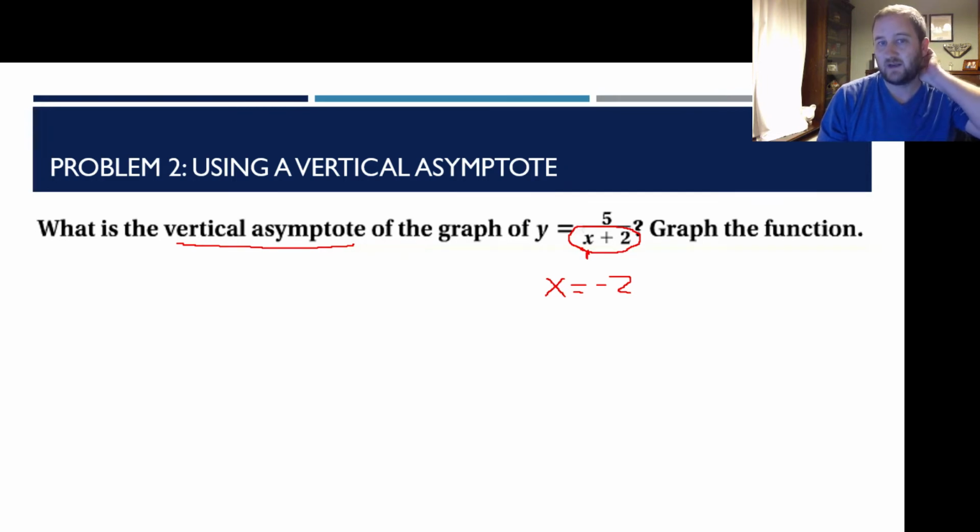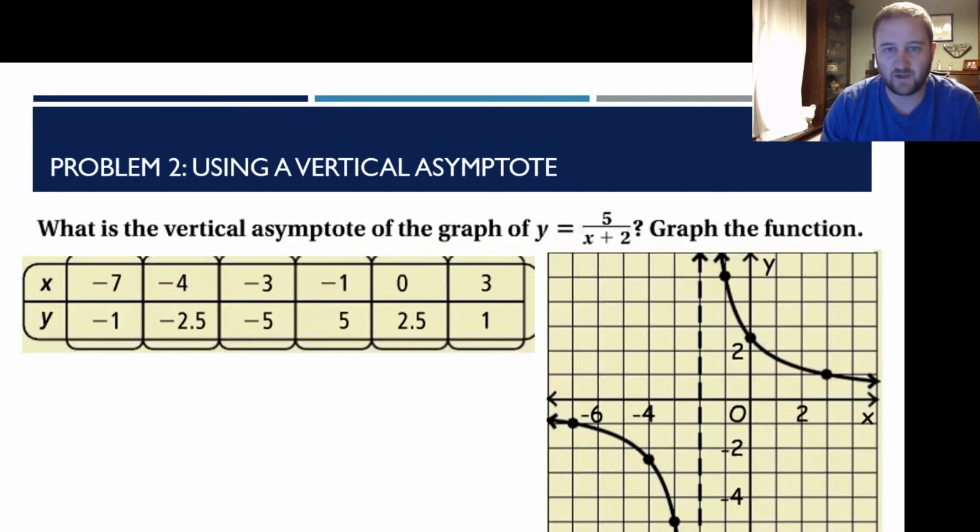Okay? Now it says to graph it. So first, we know that we're going to have a vertical line at x equals negative 2. So if we come over to our graph here, here's our origin. We're going to go over 2 to the left at negative 2. We're going to have a vertical line. And usually we dot our asymptotes. Okay? Just to show that these are excluded values.